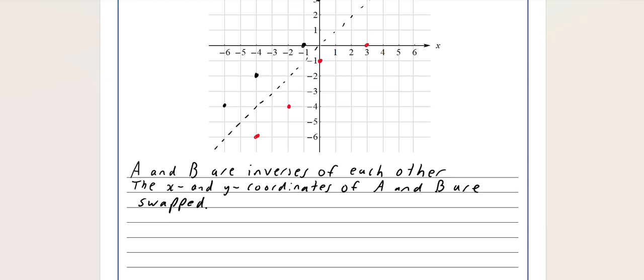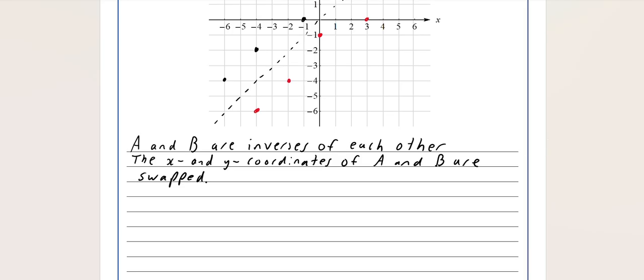Now, given that they're inverses, we can also say, well, we've mentioned this already, they're mirror image versions of each other. The more technical way we describe it is we'd say that one is the reflection of the other in the line y equals x. So I'm going to write both those out, and you guys probably just want to go ahead and copy those down.